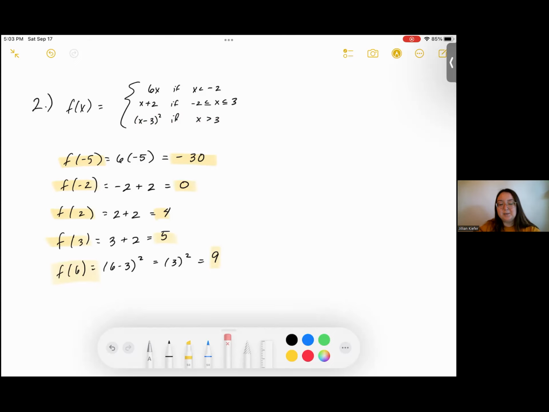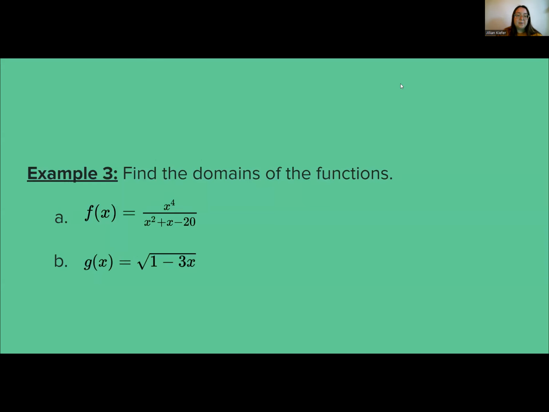All right, that finishes up example 2. Let's go on to example 3. All right, so here we have example 3. We're going to find the domains of the function. So we have part A, f of x is equal to x to the power of 4 divided by x squared plus x minus 20. And part B, we have g of x is equal to the square root of 1 minus 3x.